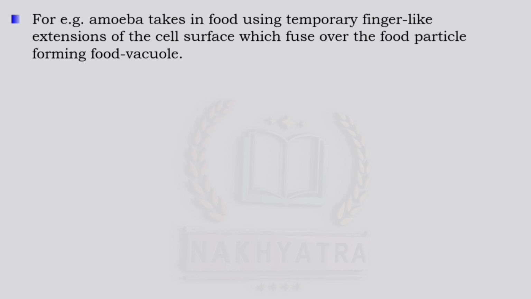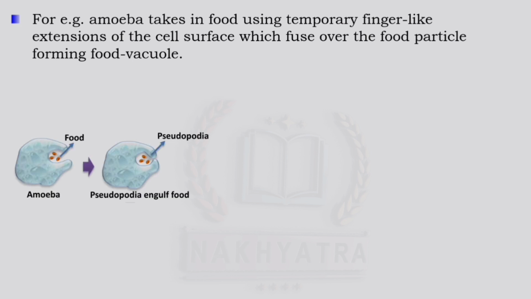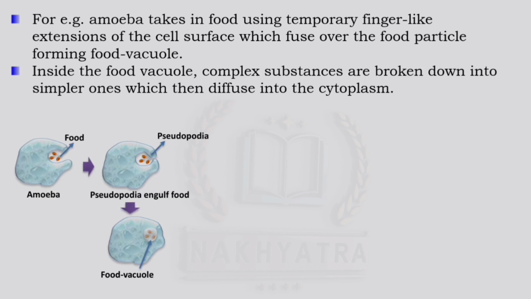We will take the example of amoeba. Amoeba takes in food using temporary finger-like extensions of the cell surface which fuse over the food particle forming a food vacuole. These are called pseudopodia, which are basically also used for locomotion. In amoeba, the pseudopodia encircle the food and engulf it, resulting in the formation of a food vacuole. Inside the food vacuole, complex substances are broken down into simpler ones which then diffuse into the cytoplasm.